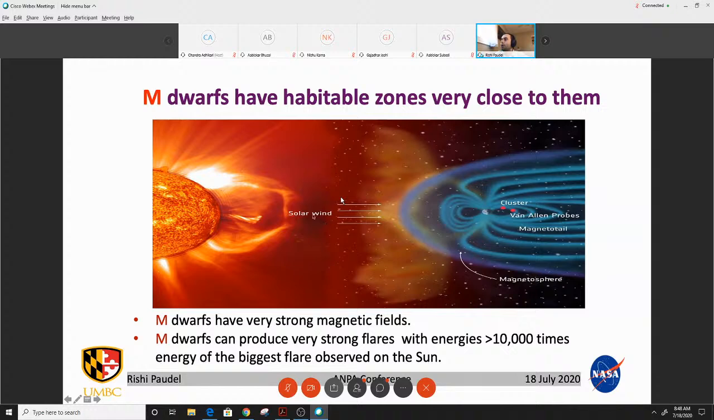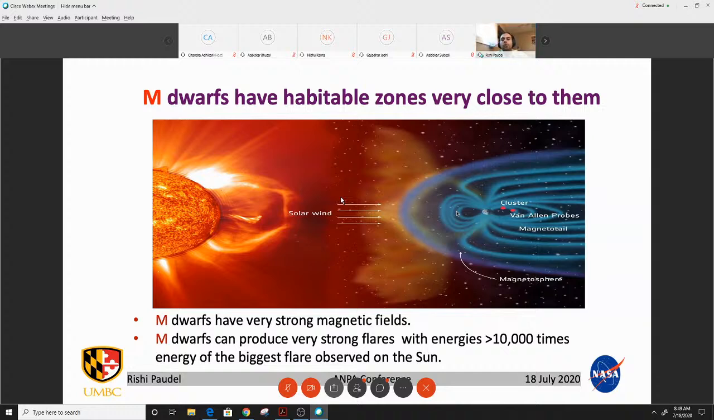Because of this, when a very big flare happens on an M dwarf, it's very easy for the high energetic radiation and the highly energetic particles to reach the planet that is orbiting the M dwarf in its habitable zone. Those radiation and particles can easily destroy the atmosphere of the planet, or they can disturb the thermal equilibrium of the atmosphere of the planet, or they can destroy the ozone layer of the planet.